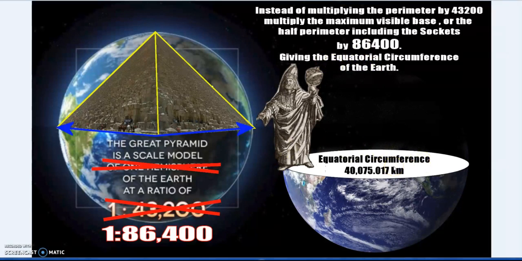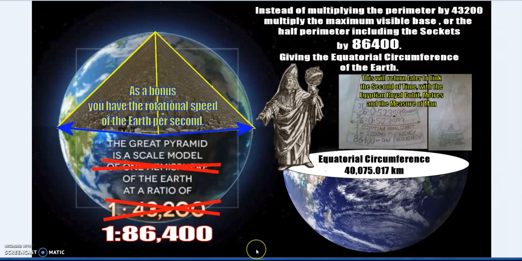You can just use the same measures of the 43,200 method. We just divide them by 2 and then multiply by 86,400. Now we have the equatorial circumference of the Earth. But as a bonus, we have the rotational speed of the Earth, including the sockets. The maximum visible base length of the Great Pyramid is the equatorial circumference divided by 86,400, 86,400 seconds per day. Therefore, we have the rotational speed of the Earth per second.